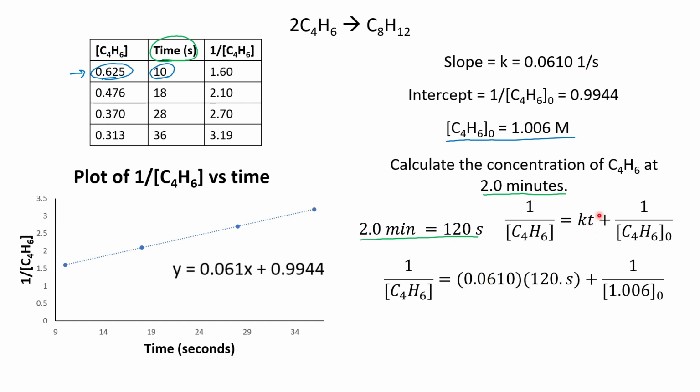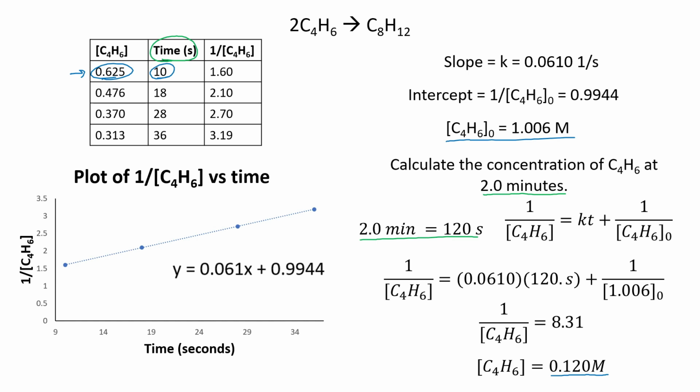0.0610. For my time value, again, I want this at 2 minutes or 120 seconds, so I put my 120 seconds right here, plus the reciprocal of my initial concentration of C4H6, which I calculated, so I'm going to put that right there. Or if you like, you actually do have this whole value as 0.9944. Either way, mathematically, it's exactly the same. So at this point, I can first calculate just the reciprocal of my concentration. And for that, I get 0.831. Of course, it's very easy then to just get our actual concentration, and we get our concentration as 0.120 molar.